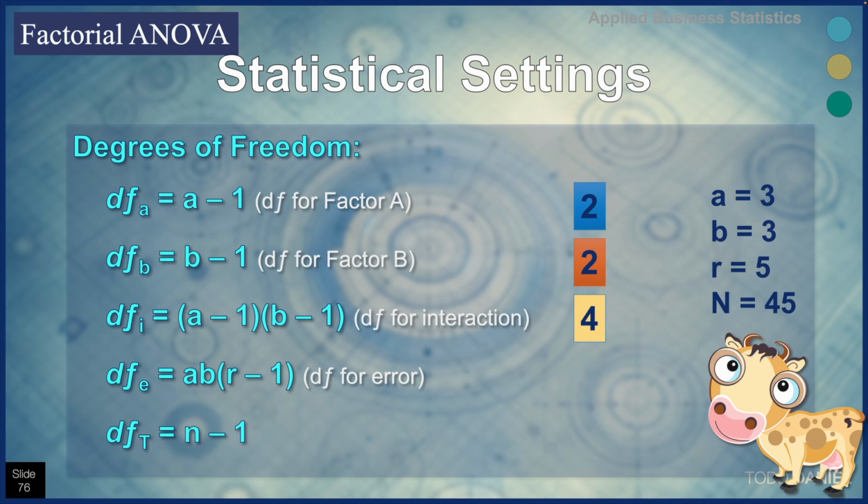Our error term includes A times B, and then we're going to multiply that by R minus 1, where R equals the number of replications, which in this case is 5, giving us 36 degrees of freedom for error. Add all those numbers together, you get the degrees of freedom total, which is always N minus 1, 45 cases, and N minus 1 is 44.